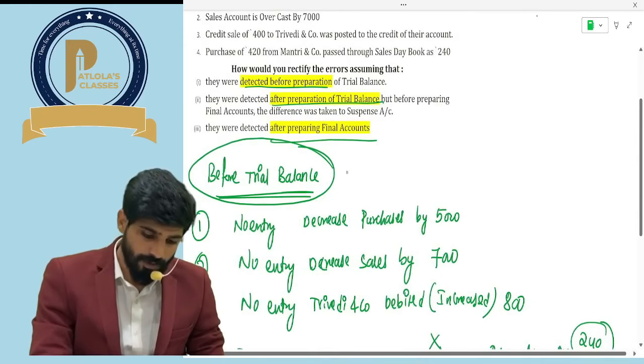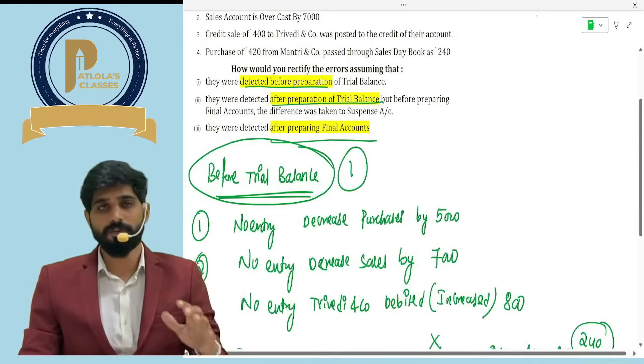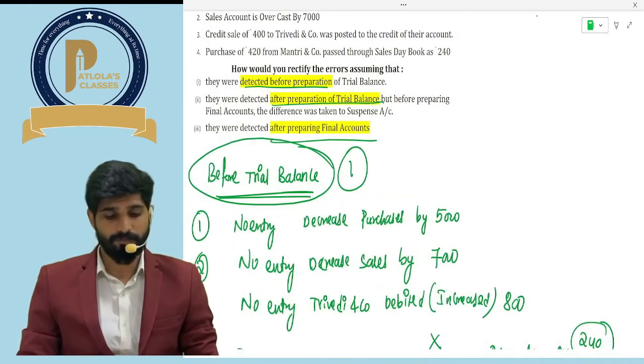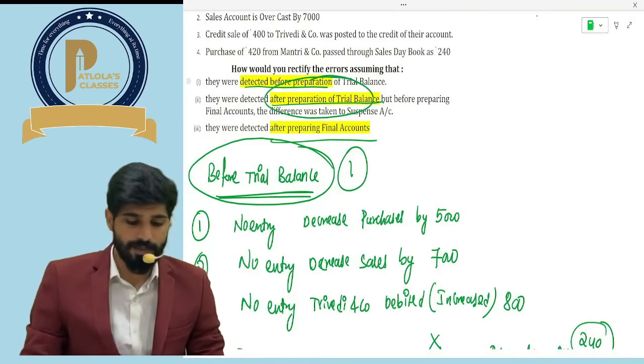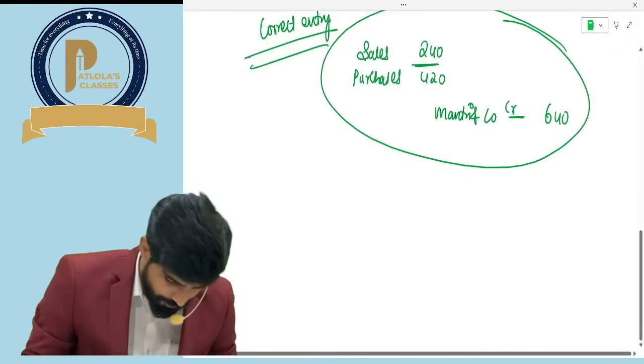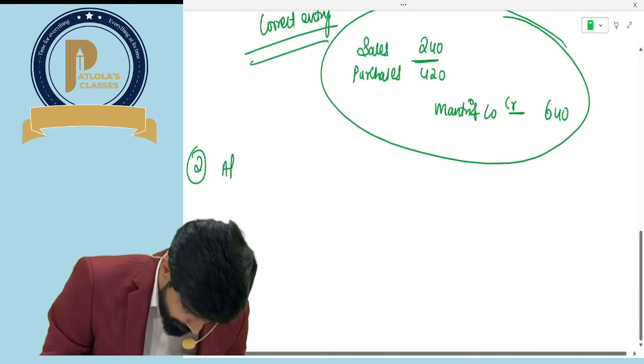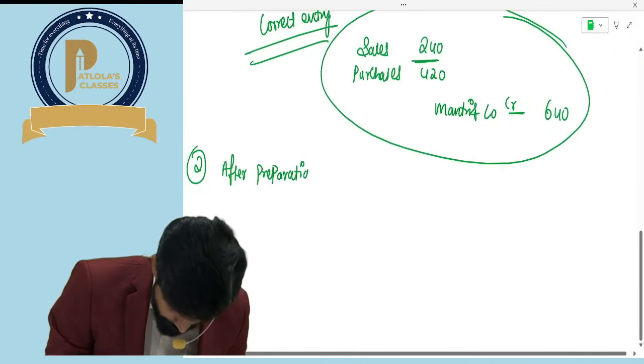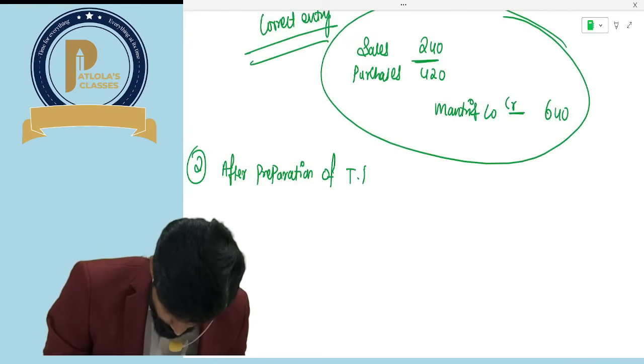Okay. This is the first case, that is before trial balance. How do you rectify the errors? Now let us do one thing. Same errors, how are we going to rectify if it is after trial balance? We will see. Okay. Second case, after preparation of trial balance.